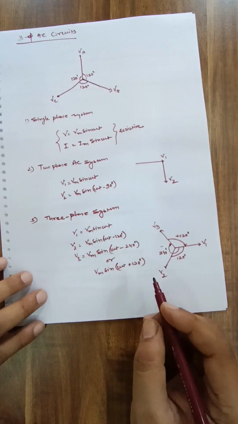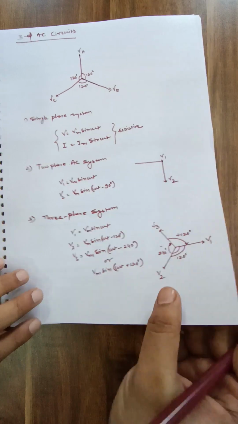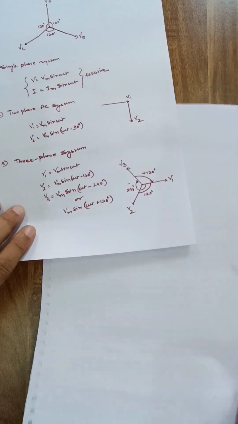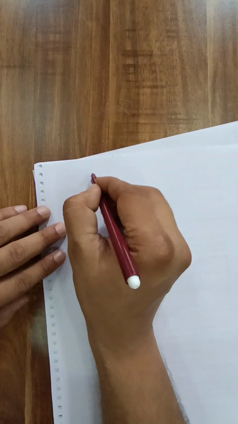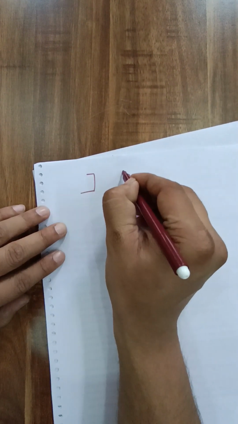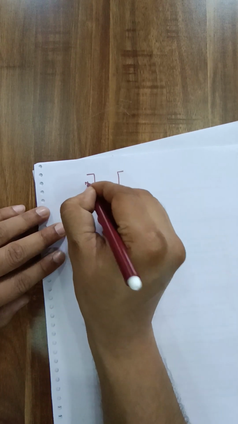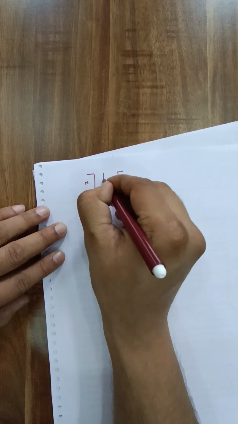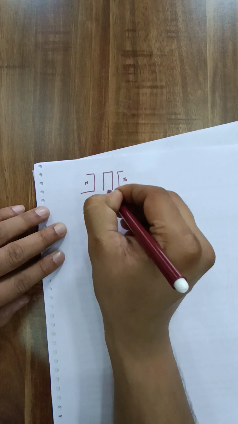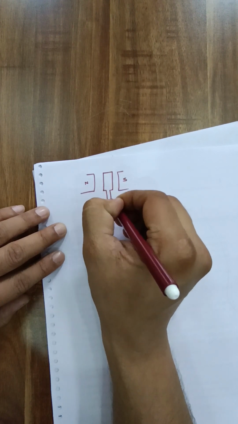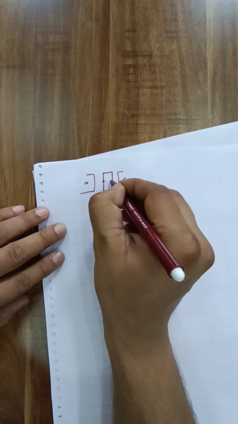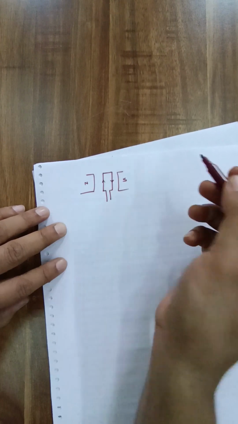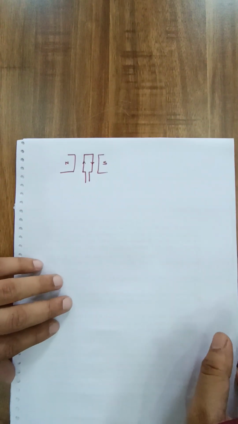How we can generate three phase? As in my previous lecture, we have discussed that a single phase AC can be generated by using a coil rotated between two magnetic poles. The circuit diagram was like this. If we are having two magnetic poles and we have a coil, by rotating this coil between this N and S pole, we can get the single phase AC supply.